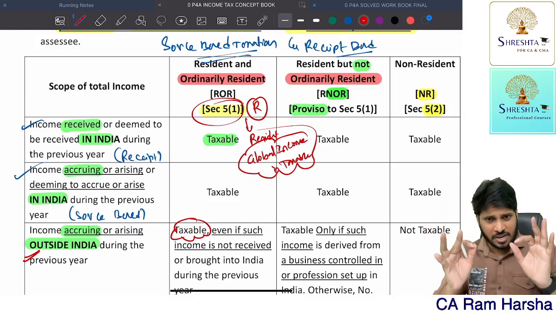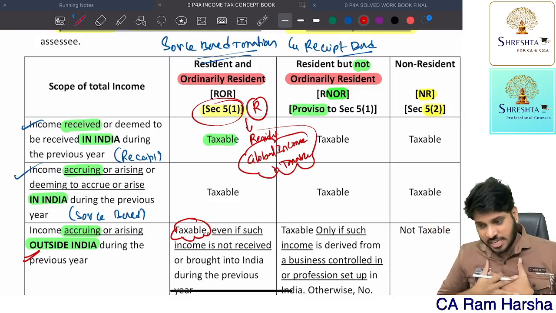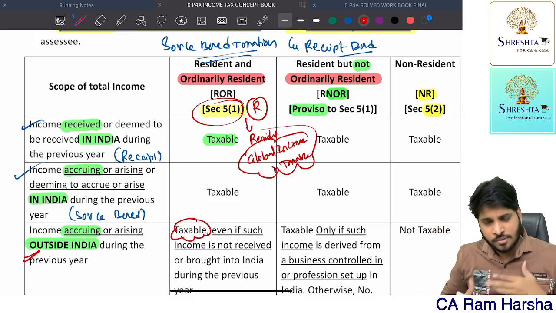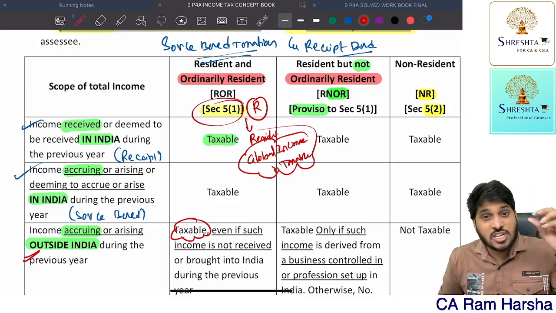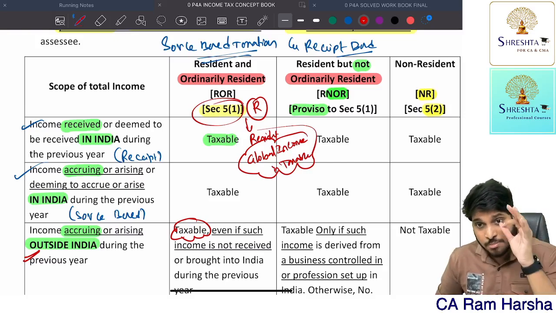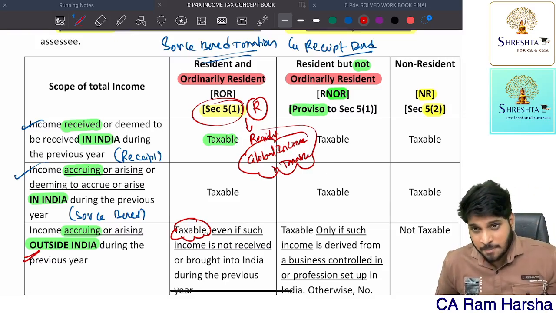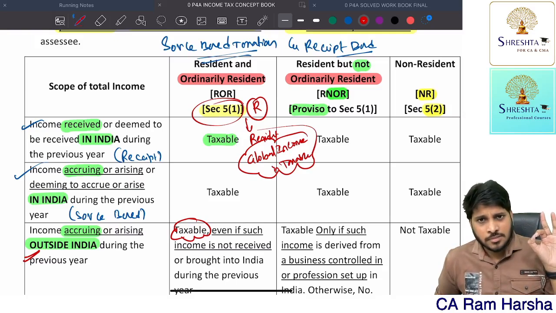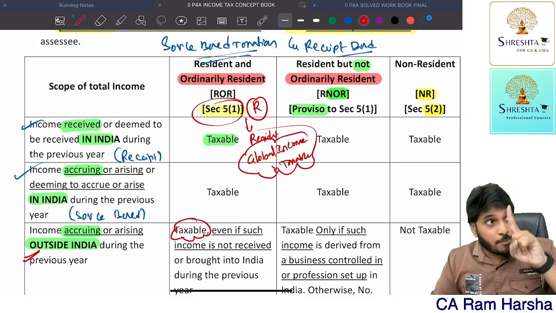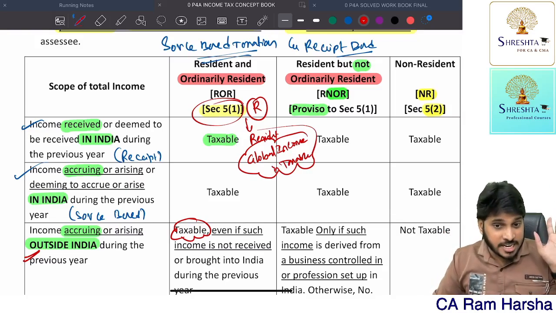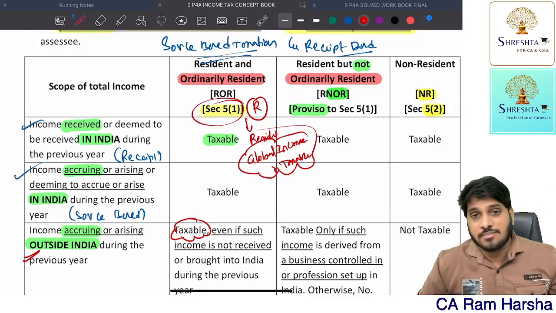For example, sir, I am a resident in India, settled in India now. Earlier, I worked in the US as a software consultant and purchased some immovable properties in the United States, which I am renting, and I am getting rental income. Now I am a resident in India. Even though the property is outside India, you are a resident in India, right? You have to pay tax on that. That's what the income tax department says.